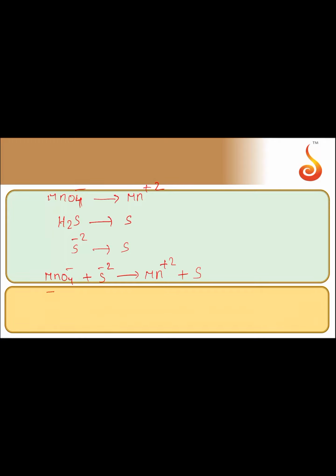In MnO4 minus, the Mn oxidation state is plus 7. So here the difference in the oxidation number is 5. And here, the sulfur oxidation state is 0, so the difference in the oxidation number is 2. First we have to equalize the difference in the oxidation number. To equalize it, we can multiply with a suitable coefficient. If we multiply this with 2, this will become 10. If we multiply this with 5, this will become 10. That means KMnO4 or MnO4 minus we multiply with 2, and S minus 2 we multiply with 5.